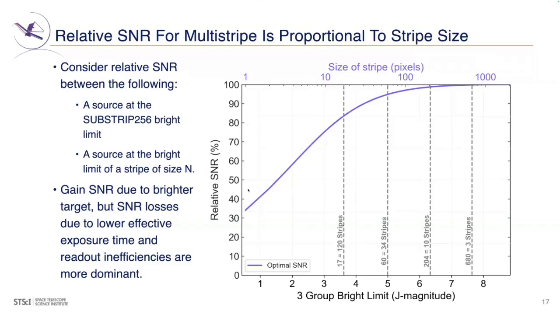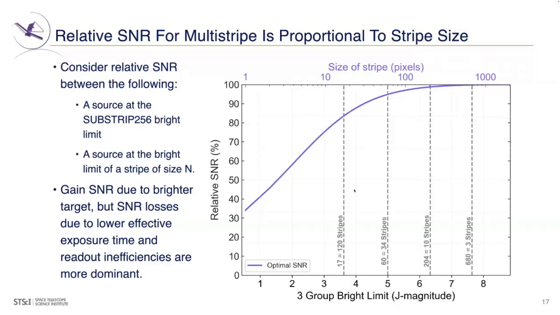And there's some trade-off here, right? As you move to brighter targets, you increase your signal to noise because you're getting more photons. But you start losing signal to noise because you have this lower effective exposure time, and your readout inefficiencies become a little bit more dominant over your actual science exposure time. So you get this characteristic curve.